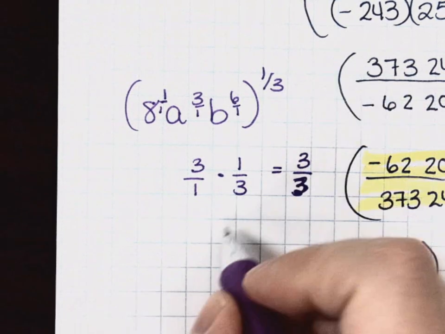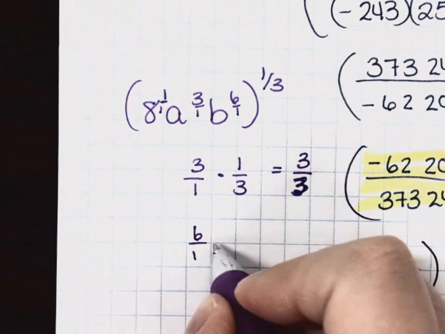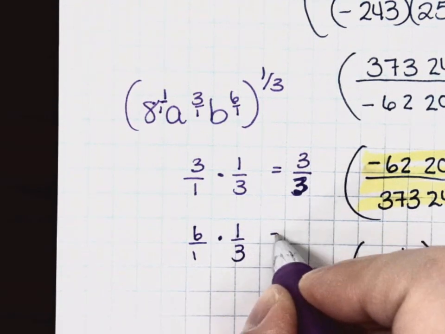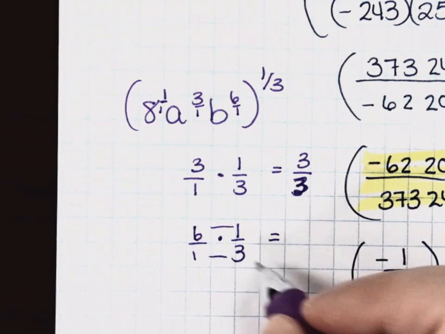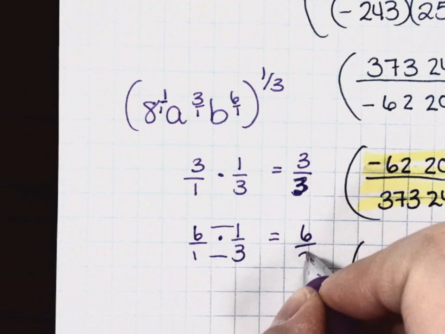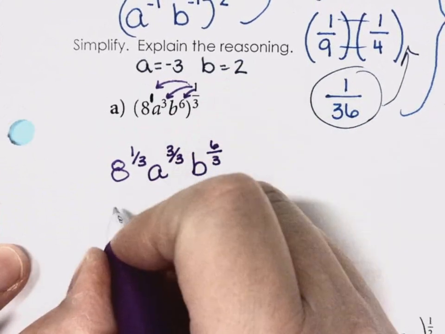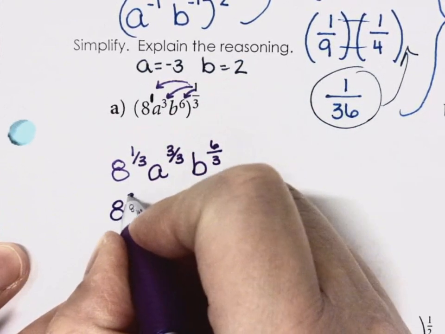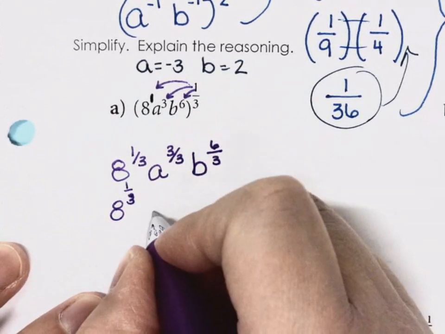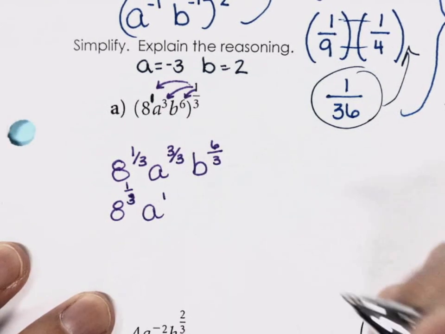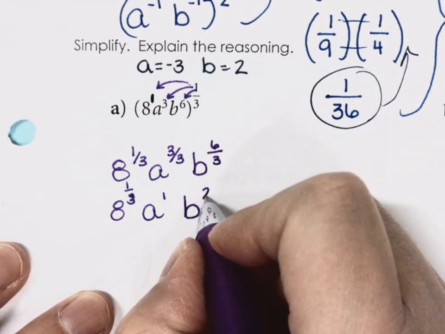And then this one would be 6/1 times 1/3. So that's going to be straight across the top and straight across the bottom. So 6/3. Okay, pretty straightforward for that one. So we're going to simplify the fractions if we can. So we're going to have 8 to the 1/3, A to the exponent 1, and B to the exponent 2.